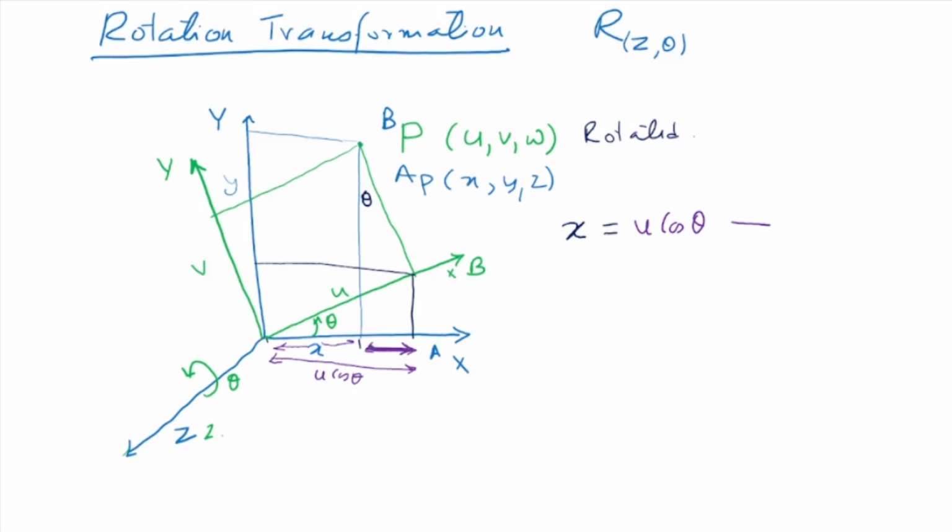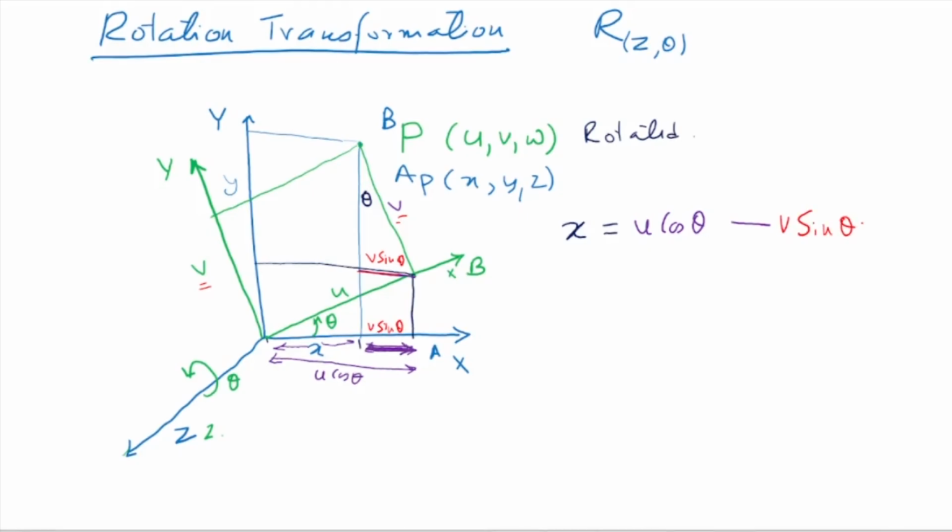What is that distance? This distance is equal to this distance. Now what is this equal to? This is my v. If that is v, then that's also v, right? So what we get is u cos theta minus, how much is this equal to? V sin theta. So this is v sin theta. So x is u cos theta minus v sin theta.